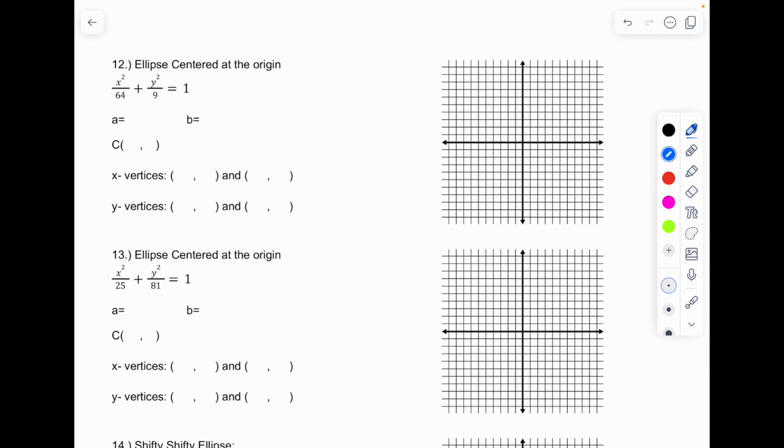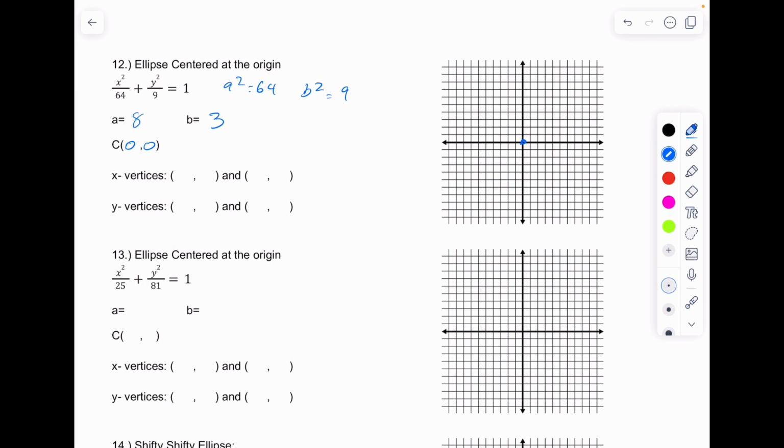Moving to ellipses. An ellipse centered at the origin. Well, if it's going to be centered at the origin, I know my point is going to be right here, so the easy answer is (0, 0). What is my a going to be? My a squared is 64, and my b squared is 9. So my a is going to be 8, and my b is going to be 3.